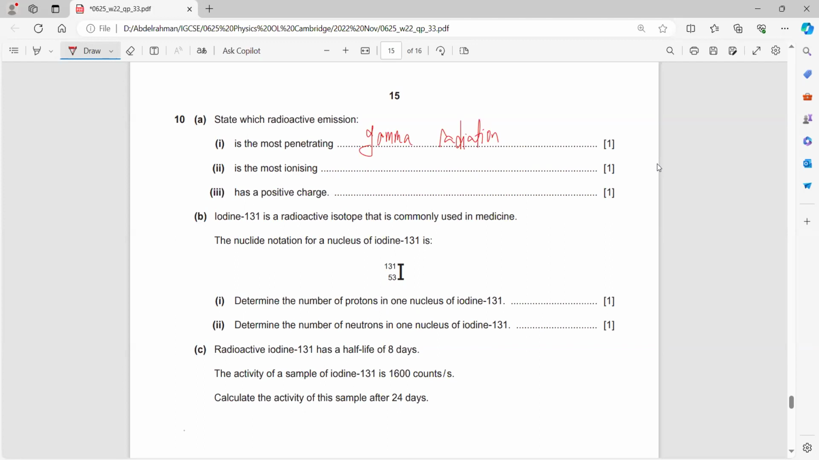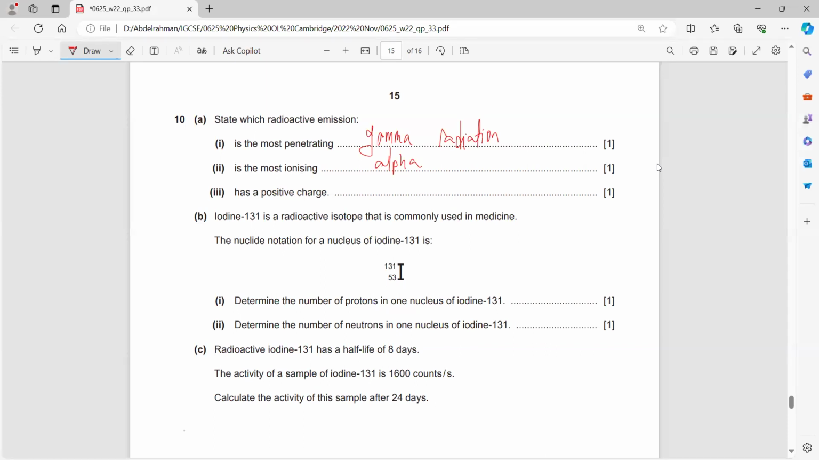Type the most ionizing. Alpha. Why is alpha the most ionizing? Because it gives off the most charge to the surroundings. It has the highest charge.